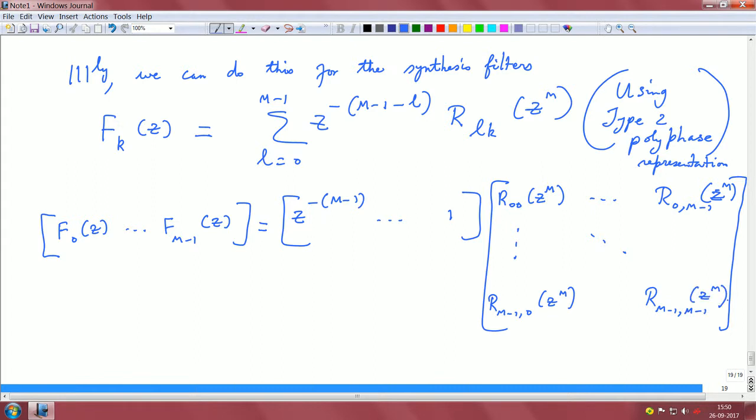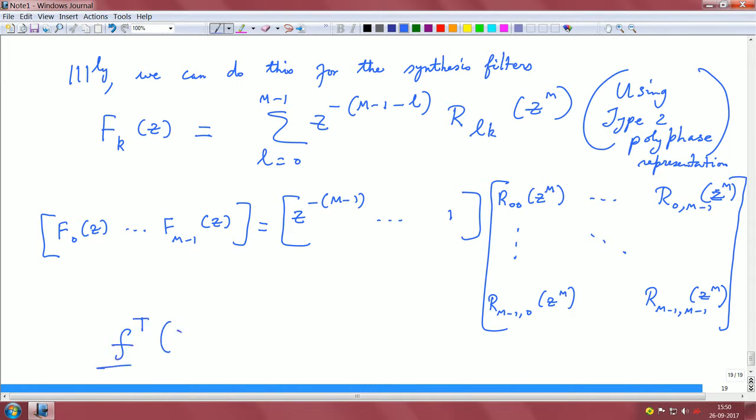At this point you may be even wondering why I need type 1 in the analysis and type 2 polyphase representation in the synthesis, but things will become very clear in a short while why we need this form of representation. Okay. So, I think if we are set with this matrix equation, we can write this in a compact way.